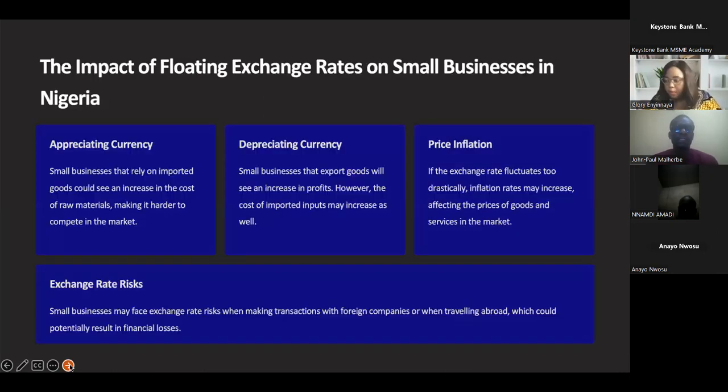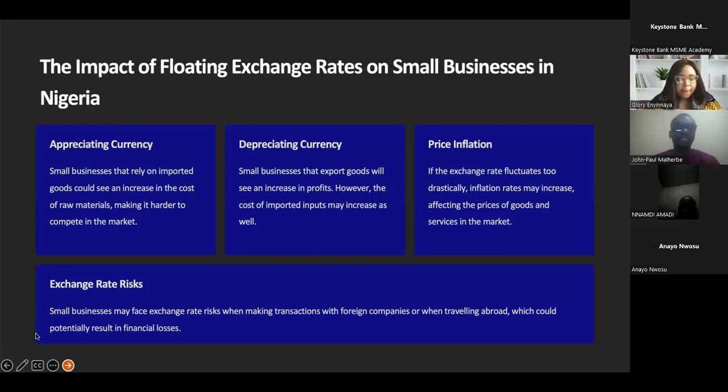Impact of floating exchange rates on small businesses in Nigeria. As said earlier, import and export oriented small businesses and businesses that generally rely on imported goods will see an increase in the cost of raw materials, because if you look at the trajectory now, since the announcement was made, the rate has gone up, and that affects how much you are paying to source dollars to import. And then there's a likelihood that as your costs increase, you will transfer it to the customer.